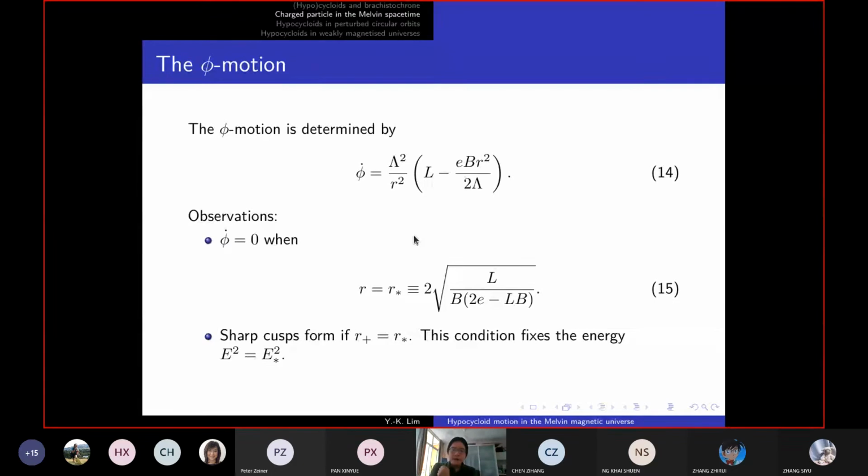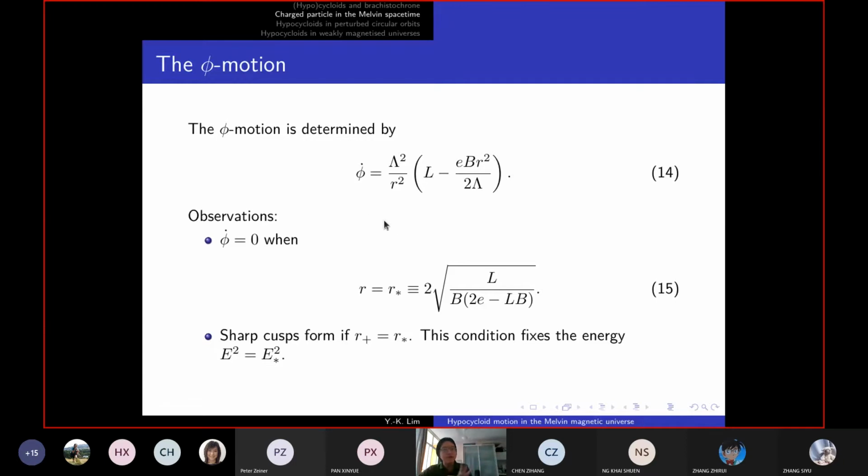Now, as I'm saying, this whole talk is about looking for hypocycloids. Hypocycloids are motions with sharp corners, sharp cusps, and a sharp cusp will happen when R dot and phi dot are 0 simultaneously.